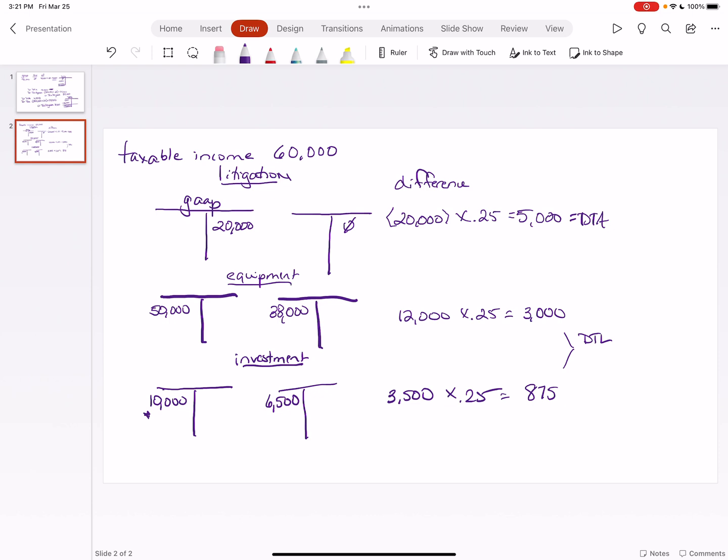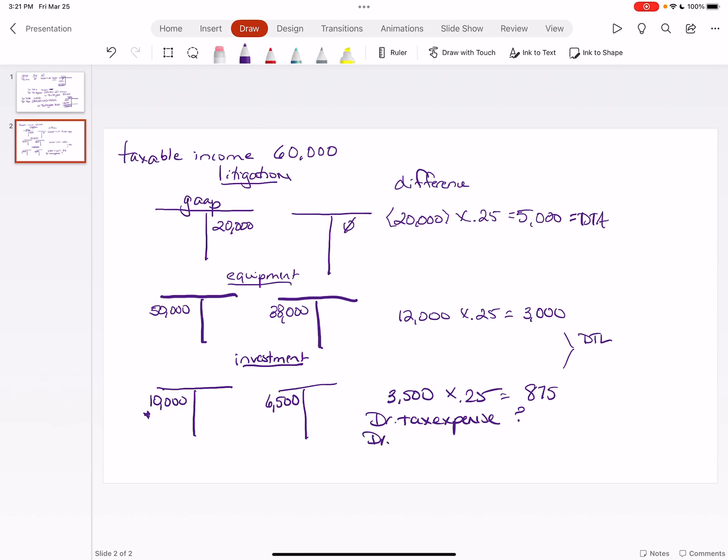Okay, so now we've got a DTA of $5,000. We've got 2 DTLs that total up to $3,875. Let's put our journal entry together. We're going to debit tax expense. Have we been given this piece of information? No, we have not, because it hasn't given us our GAAP income. So we'll put a question mark there.